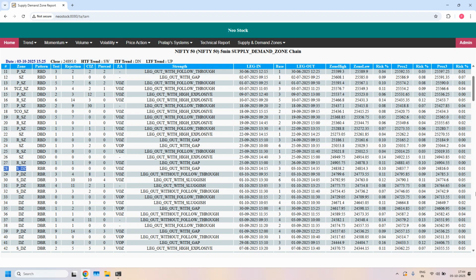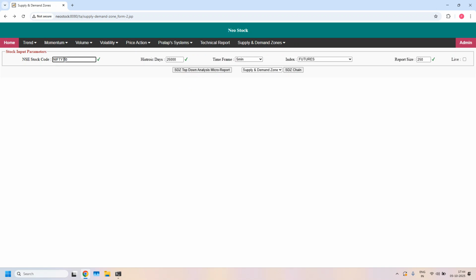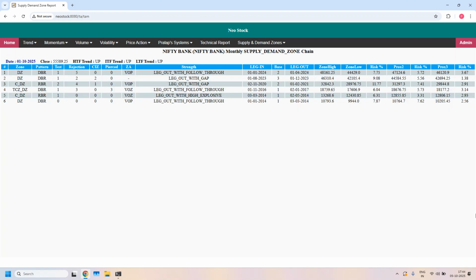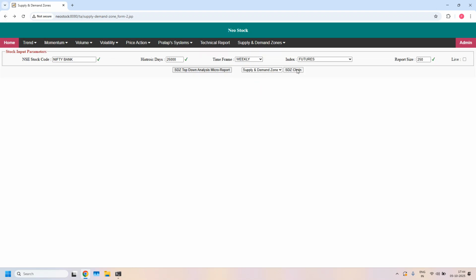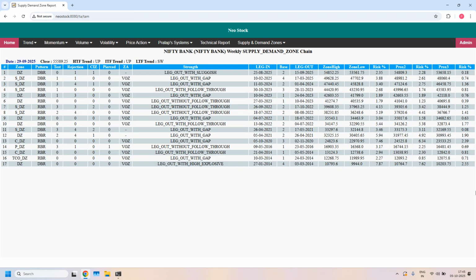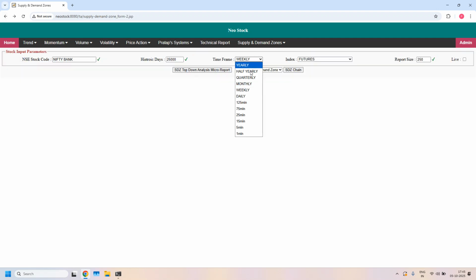Next, I will generate Bank Nifty supply demand zone chain. So I am going back, changing the name to Nifty Bank. That is nothing but Bank Nifty. Generating monthly supply demand zone chain for Bank Nifty. Next, generating weekly supply demand zone chain for Bank Nifty. Next, generating daily supply demand zone chain for Bank Nifty.